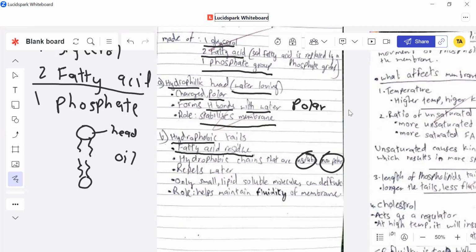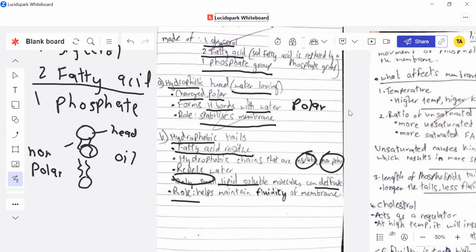What do I mean by oil? They can't be mixed with water. They don't dissolve in water, and they are non-polar. So they won't form bonds with water. So they are non-polar. That means they will repel water. Now, only small and lipid soluble molecules can diffuse into the cell membrane because the head is water loving, and the tails are hydrophobic. So only lipid soluble molecules and small molecules can diffuse.